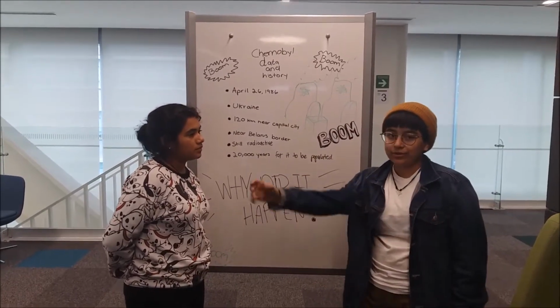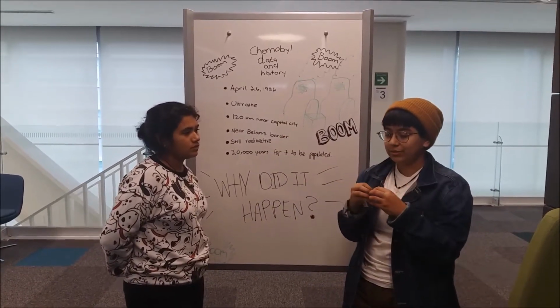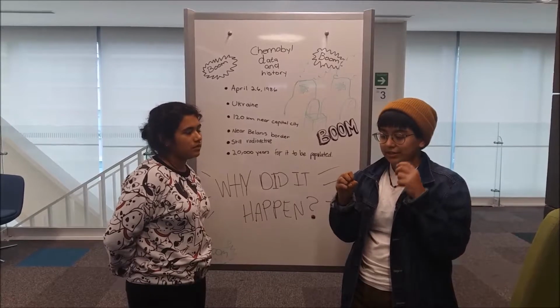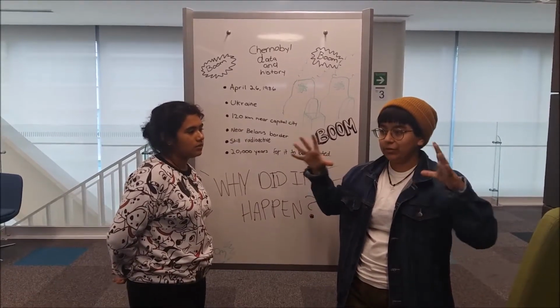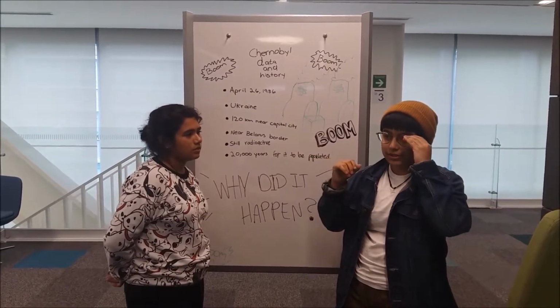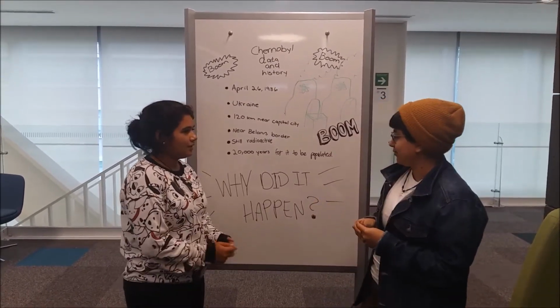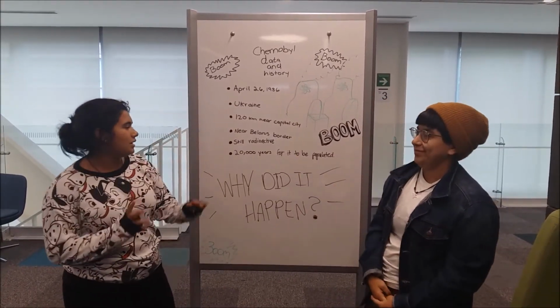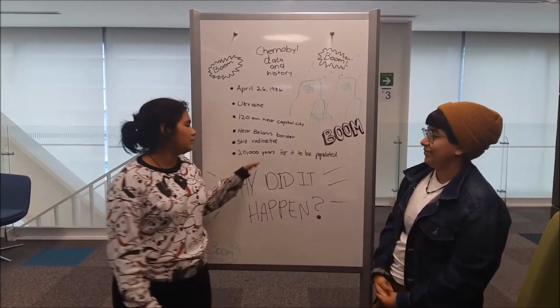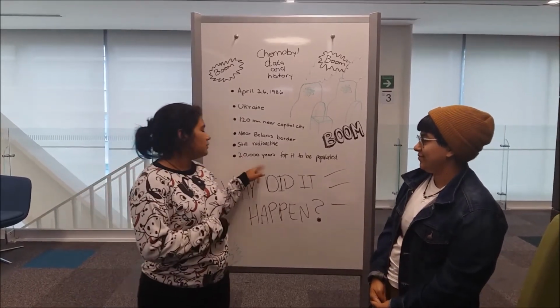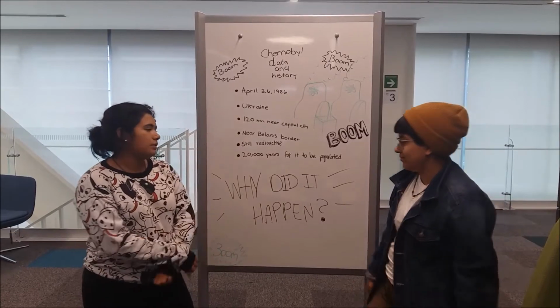And how did it happen? Well, the atoms kept growing, hitting other atoms, and it kept growing in an exponential way. And to this day, it's still radioactive, and it will take 20,000 years for it to be populated again.